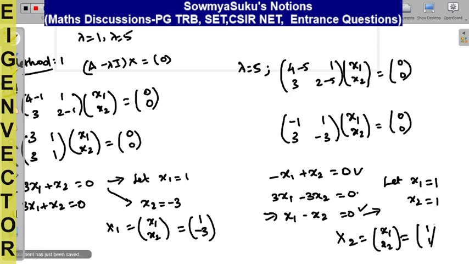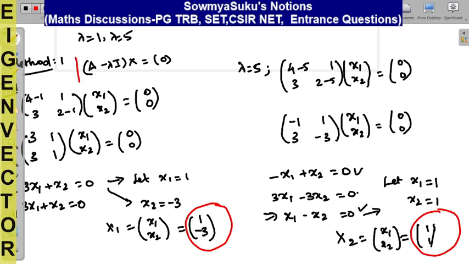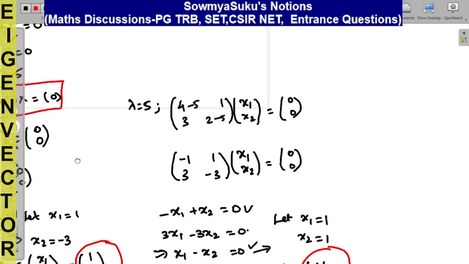So the two eigenvectors are 1, minus 3 and 1, 1. This is the first method I used: A minus lambda I times x equals 0. Let's see the second method.